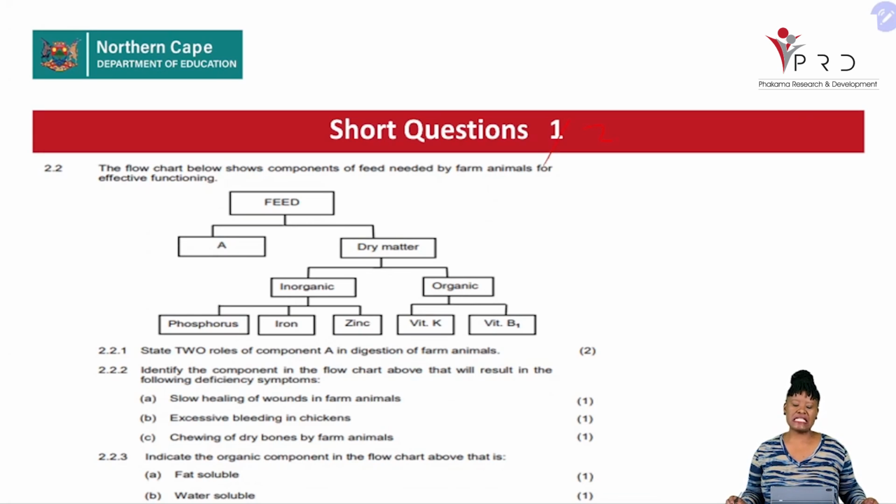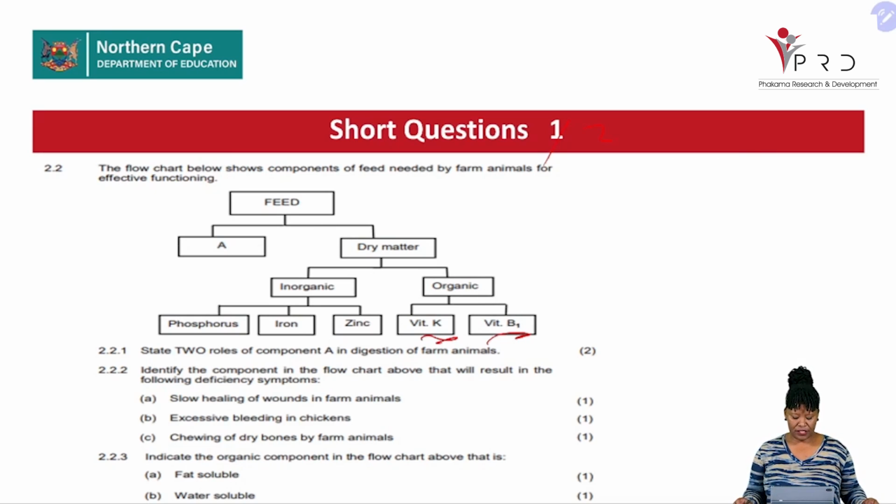We have feed. Feed is either dry matter or water. So the dry matter is in a form of organic and inorganic. So we have the inorganic. You are given the examples of inorganic in a form of phosphorus, iron, zinc, and the organic in a form of vitamin A and vitamin B, vitamin K and vitamin B1. Organic in a form of vitamin K and vitamin B1.